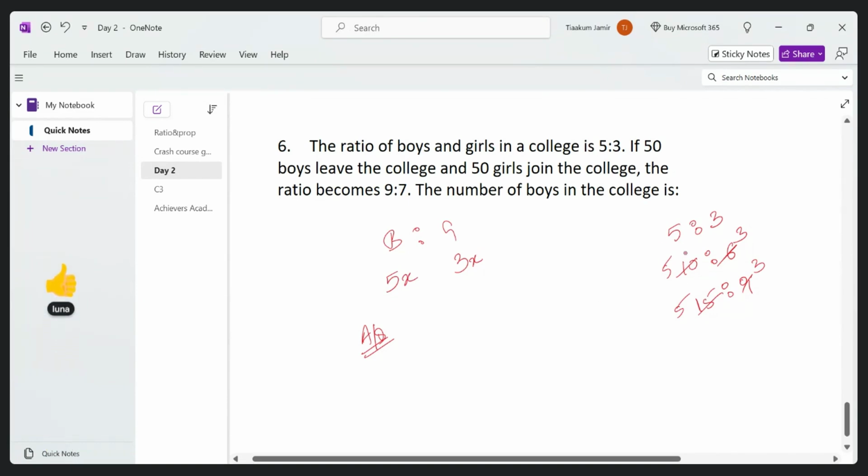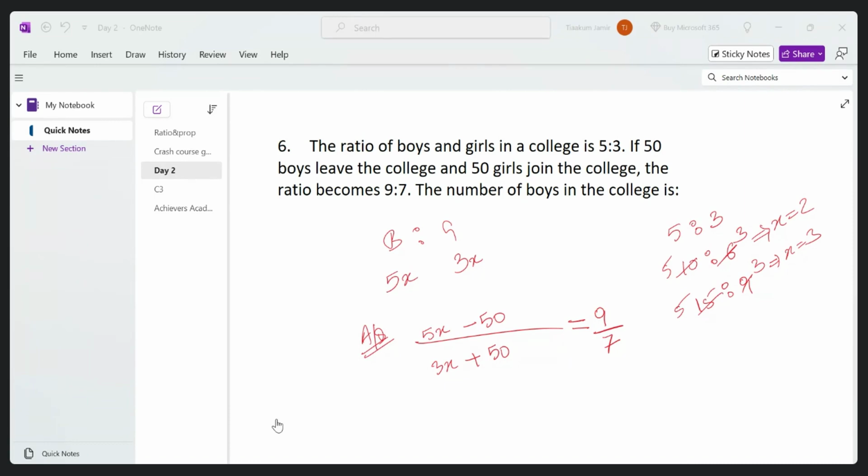Here, x was what? Now according to the question, boys minus 50, because leave means minus, and girls plus 50, because join means plus. We are getting the ratio 9:7.